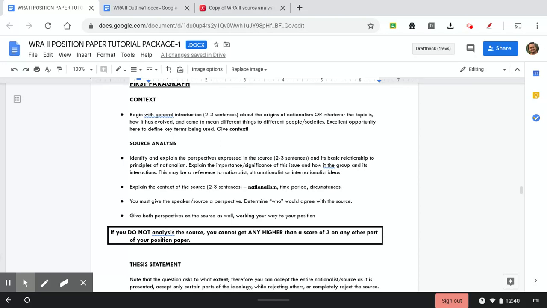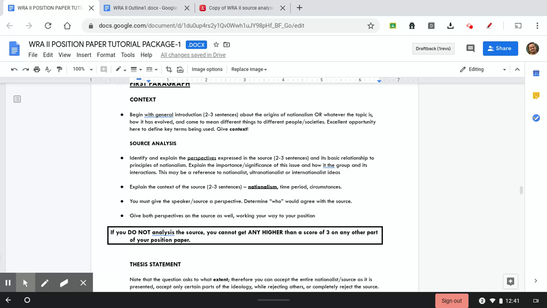So your source analysis. Just like we already have talked about, this is where you identify and explain the perspectives expressed in the source. So it says here about 2 to 3 sentences. Like, what is their perspective? What do they think? What is that basic relationship to the principles of nationalism or globalization in grade 10? So explain the importance and significance of this issue. So the interactions. Now this may be reference to a nationalist, an ultranationalist, or internationalist ideas. So that'll be different depending on grade 10 or 12, 11, and then also depending on what unit.